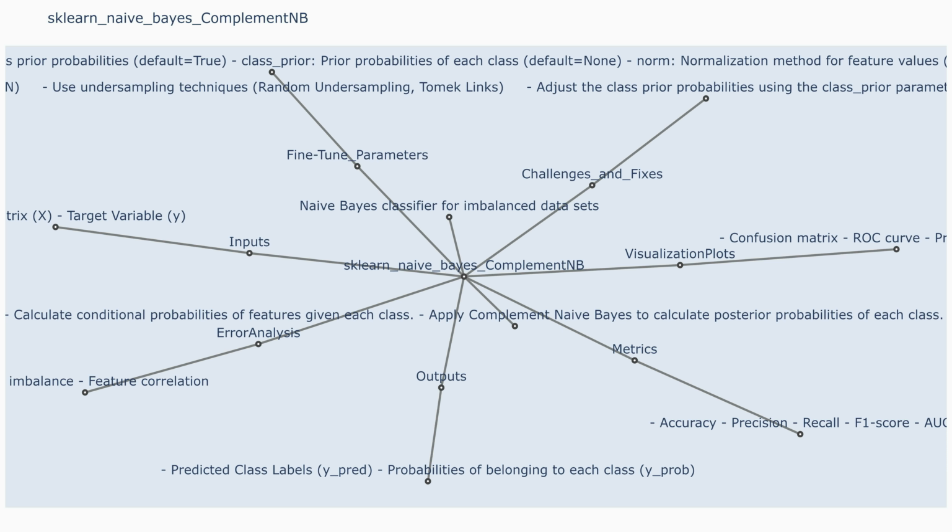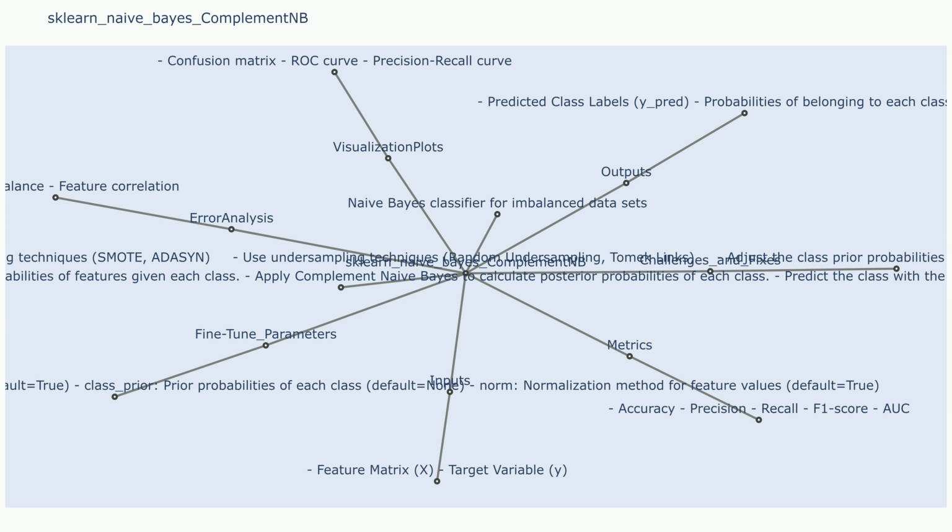sklearn, naive Bayes, complement NB. Description. Complement naive Bayes, CNB, is a variant of naive Bayes that performs well with imbalanced datasets. It uses the complement of the features present in a given sample to predict the class probability.